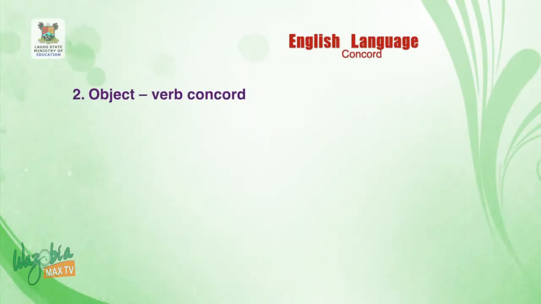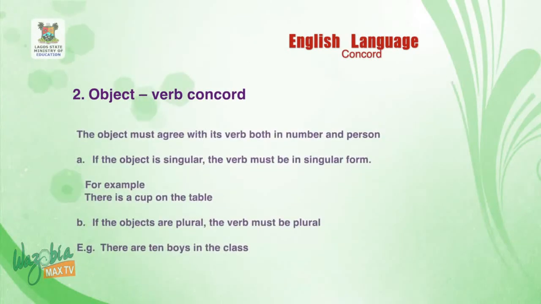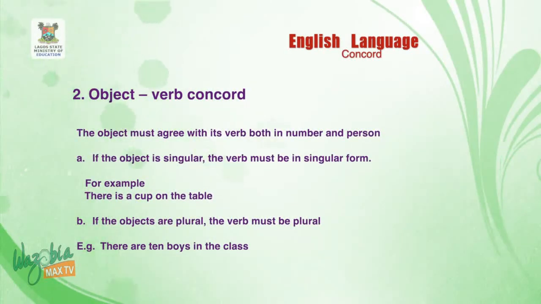Object-verb concord. The object must agree with its verb both in number and person. If the objects are singular, the verb must be in singular form. For instance, there is a cup on the table. But if these objects are plural, the verb must be plural. There are 10 boys in the class.